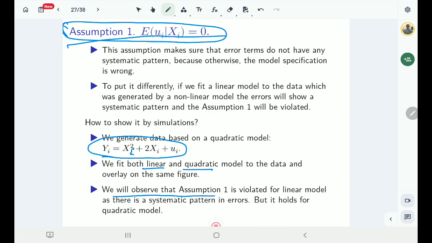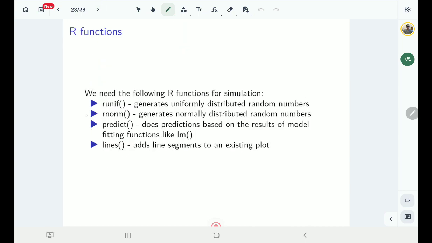And let's see what happens. Let's see whether assumption 1 is violated in both of these cases. Here we're going to use these functions: uniform, norm, predict, and lines. Uniform and norm are known functions that help us draw random numbers from uniform and normal distributions respectively, whereas lines is basically adding a line segment to an existing plot.